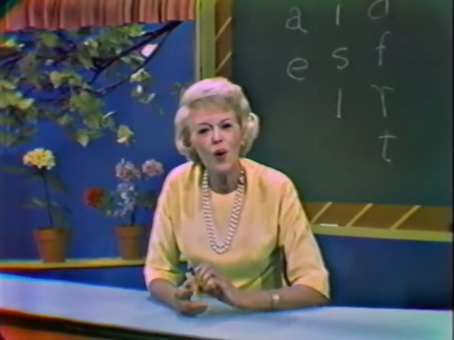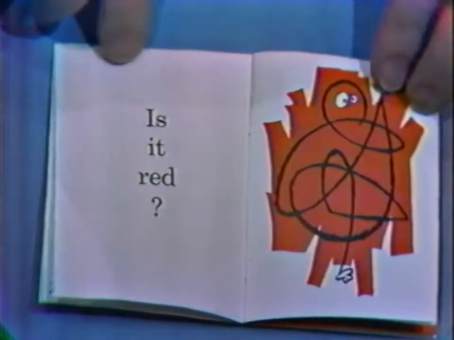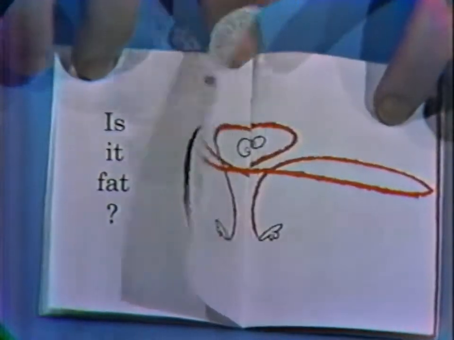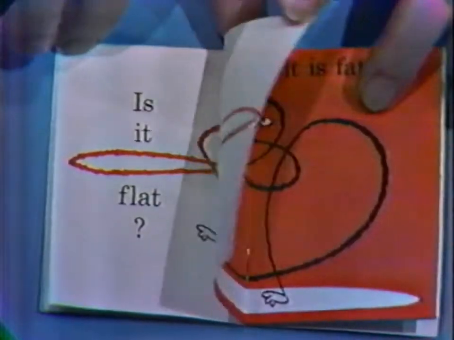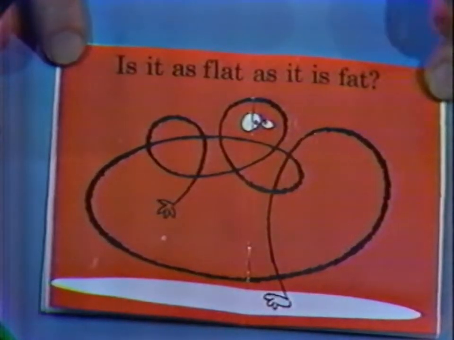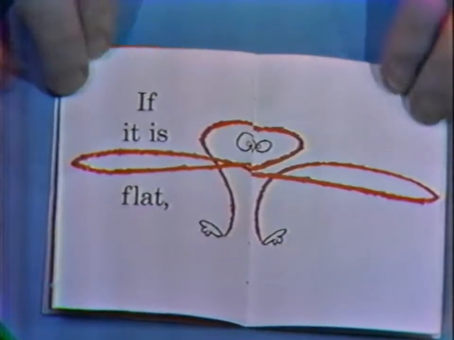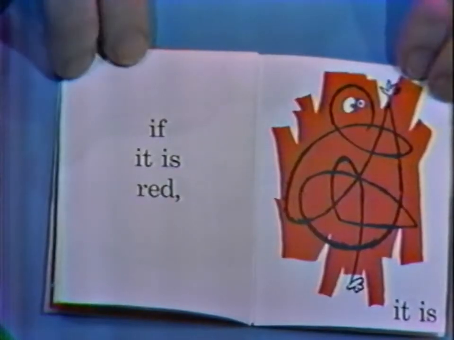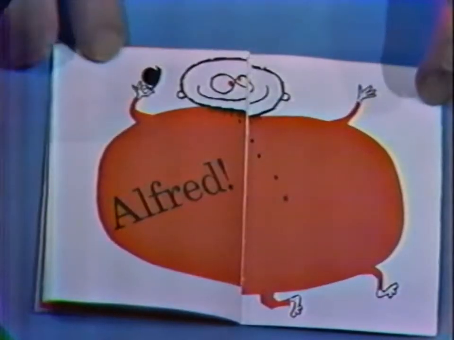It's called Who, and that's another new word for you. This is how it looks. Who. Now let's find out what's on the first page of our story. Who is it? Is it red? Is it fat? Is it flat? Is it as flat as it is fat? If it is flat, if it is fat, if it is red, it is Alfred.